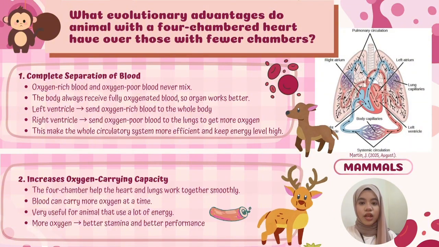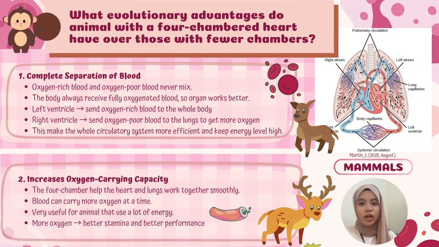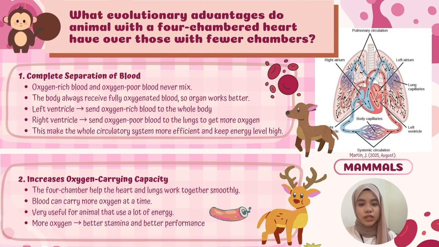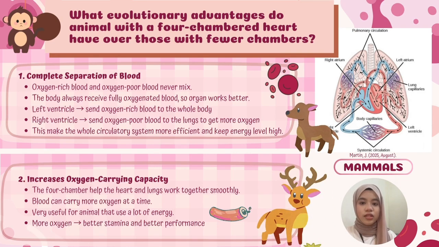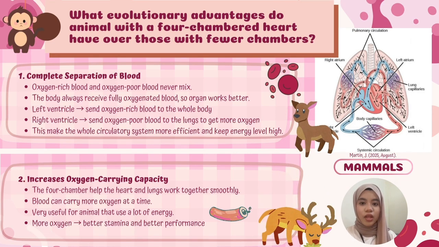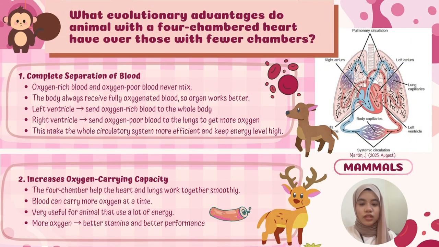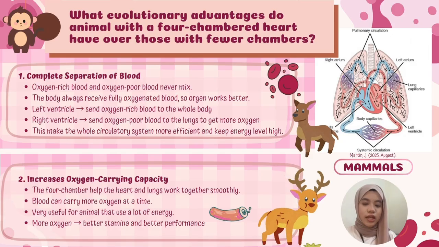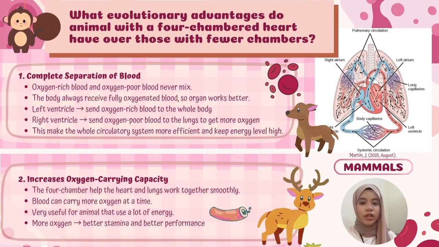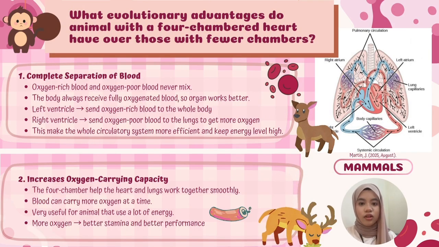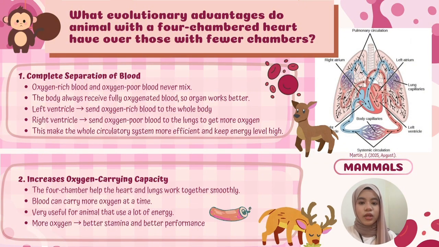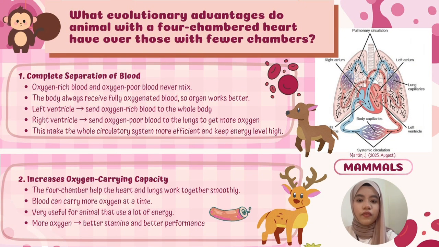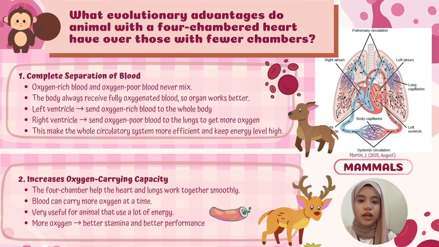Next, what evolutionary advantages do animals with a four-chamber heart have over those with fewer chambers? First, complete separation of blood. Oxygen-rich blood and oxygen-poor blood never meet. The body always receives fully oxygenated blood, so organs work better. The left ventricle sends oxygen-rich blood to the whole body, while the right ventricle sends oxygen-poor blood to the lungs to get more oxygen. This makes the whole circulatory system more efficient and keeps energy levels high.